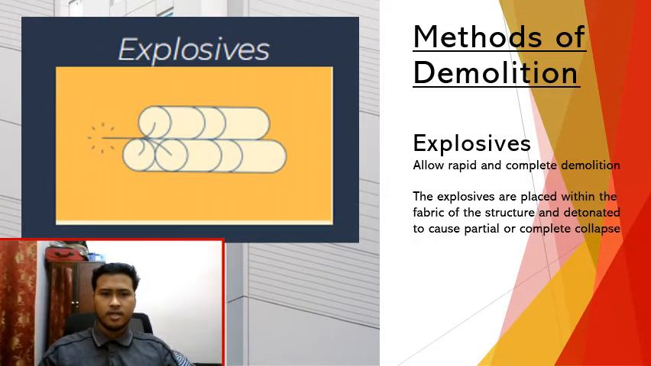Method of demolition: explosive. It allows rapid and complete demolition. The explosives are placed within the fabric of the structure and detonated to cause partial or complete collapse. For this method, a specialist expert in explosives is needed. This method allows rapid and complete demolition where other methods prove dangerous or slow.